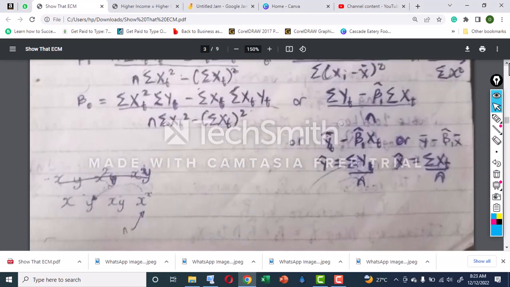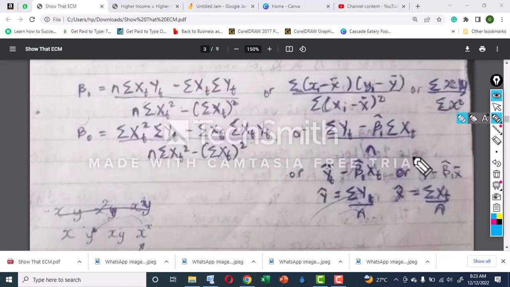Okay. Beta 1 can still be this too. Beta 0 can still be this. I think this one is easy to prove though. This first one here is easy to prove. You just make beta 0 the subject of the formula from your sample regression function. That's it.